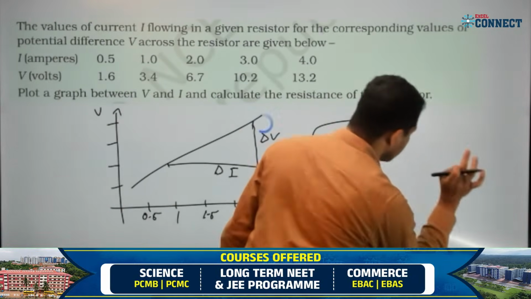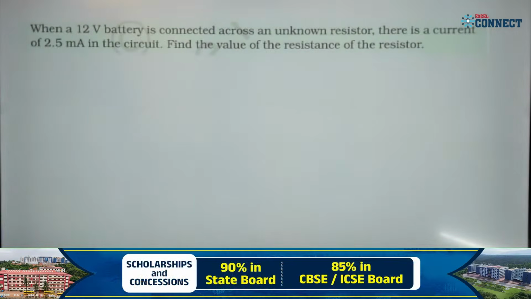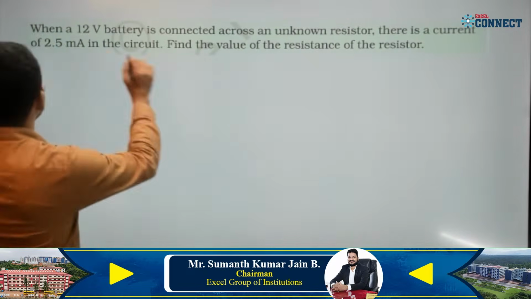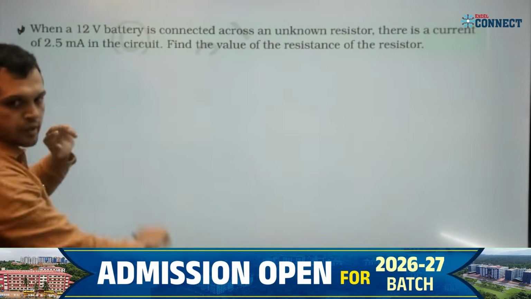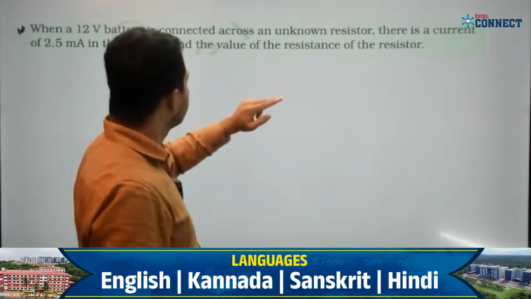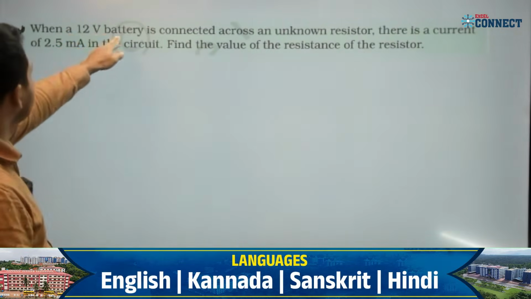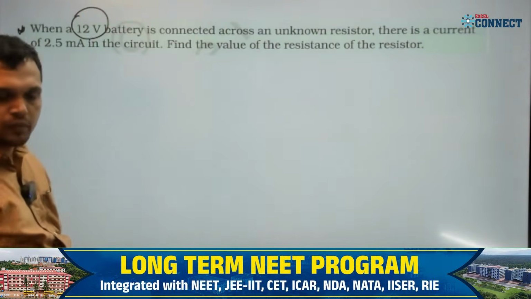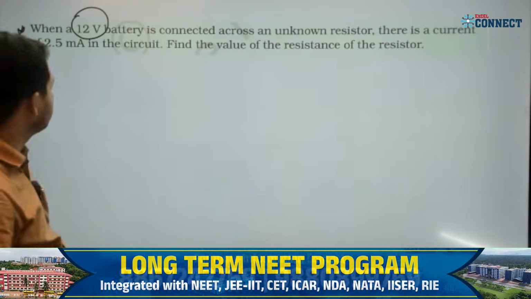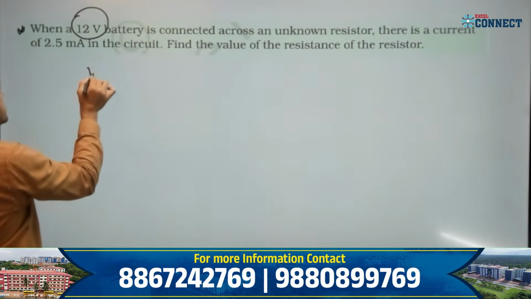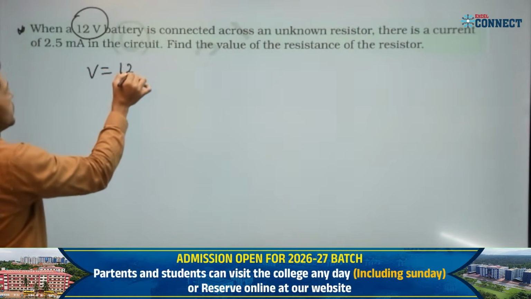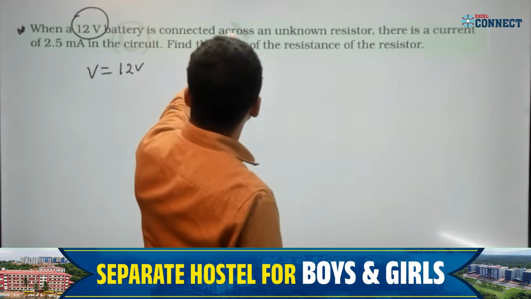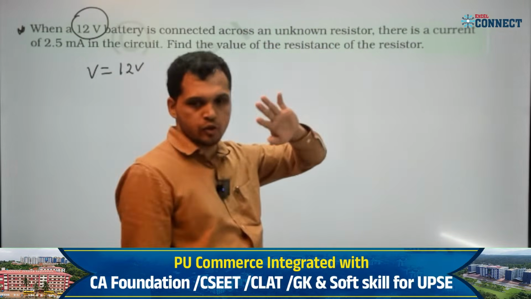Next question. This is also an NCERT exercise question. In this question, a 12 volt battery is given. A 12 volt battery means potential difference V is 12 volt. The 12 volt battery is connected across an unknown resistance.